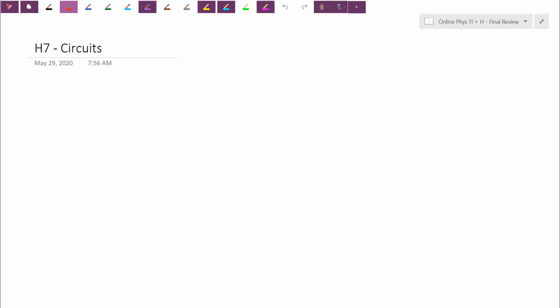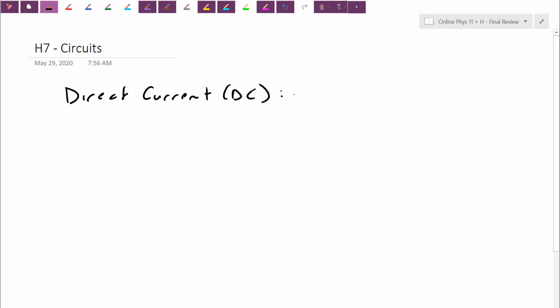Morning, everyone. So to finish off our review here, I want to just highlight some of the main things that we learned from our circuit section. First thing that we want to do here is there's two types of circuits that we can investigate. One is referred to as a DC circuit, which is a direct current circuit. This is the one that we dealt with. And basically this means the electrons can only flow in one direction.